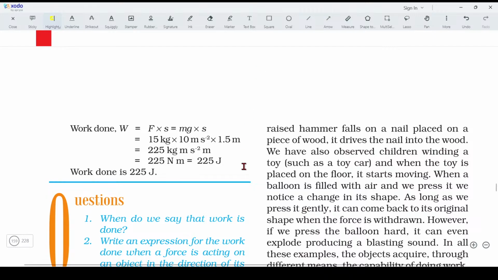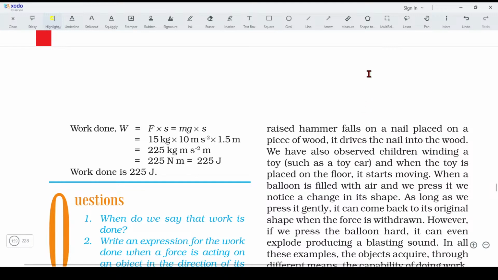And who is taking that energy? The nail is taking the energy. Why is the hammer losing energy? The hammer is at a certain height. It has dropped down, so it has lost some potential energy. At a certain height, that means there is some energy.